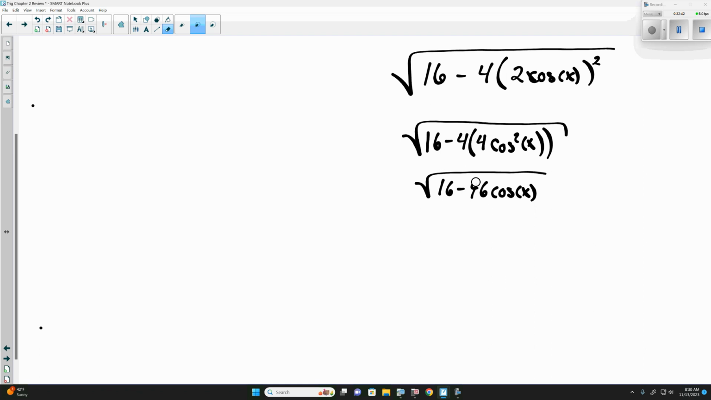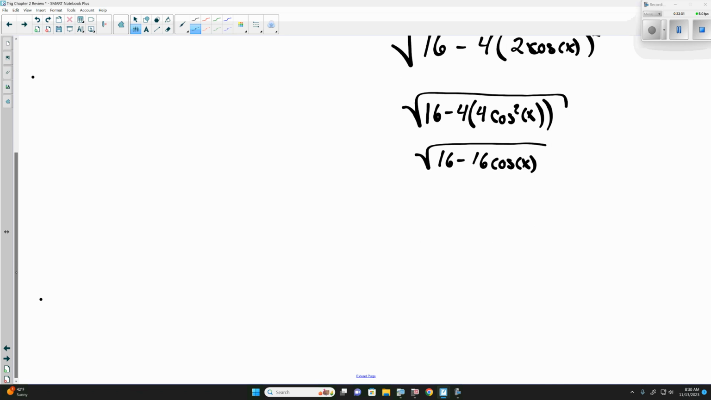And that's not supposed to be a 4. It's supposed to be a 1. Because if we do our 4 times 4 cosine squared of x, so our negative 4 times 4 cosine of x is going to be negative 16 cosine of x squared.